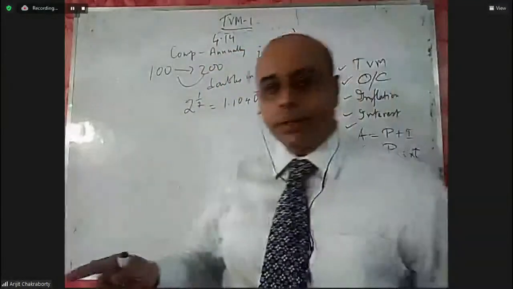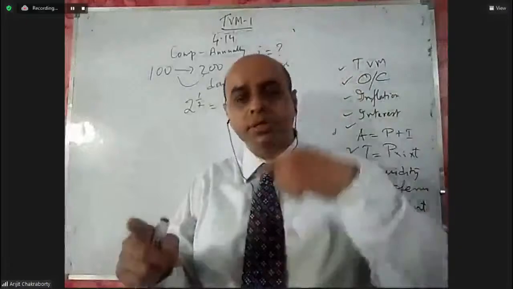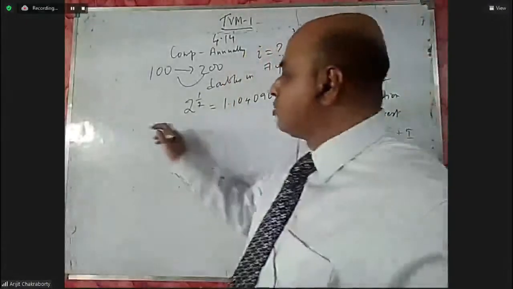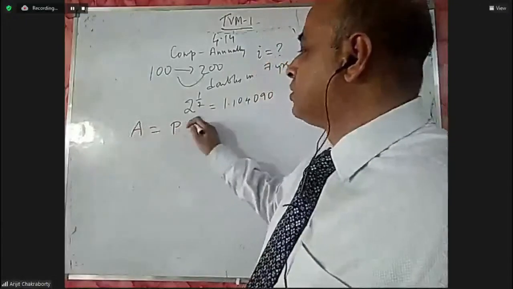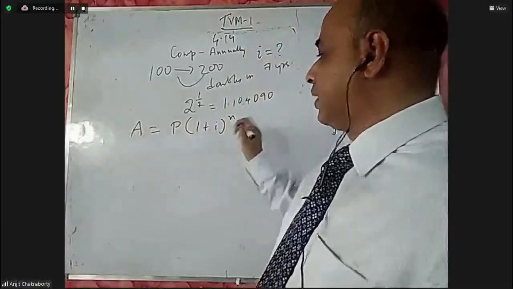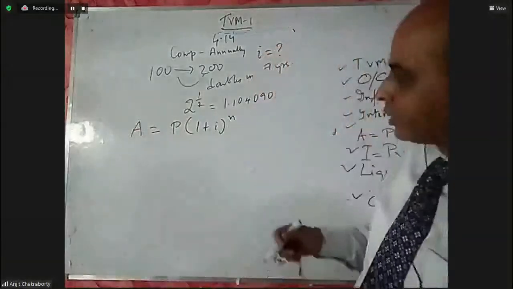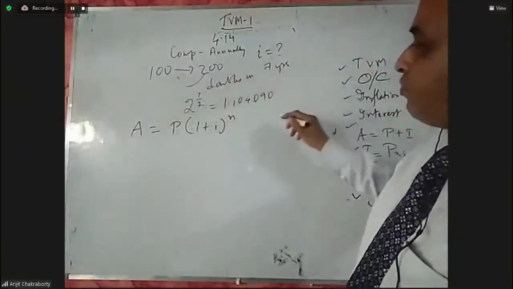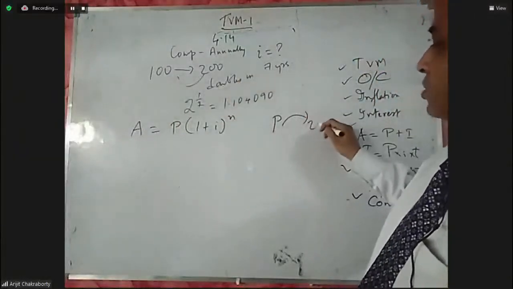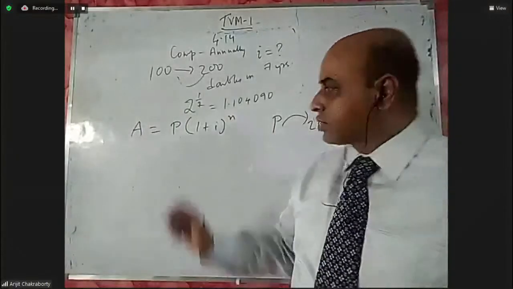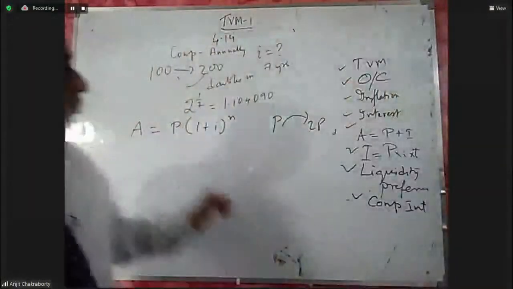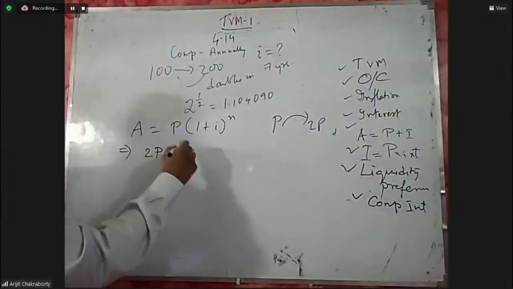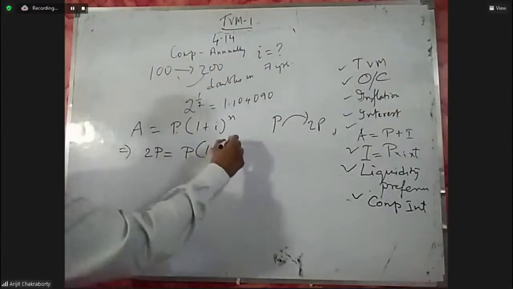So that means the principal P becomes 2P, double of P. Now, what I will write is, we know that the amount is equal to principal into 1 plus i to the power n. But now the amount becomes double, so it becomes 2P. So instead of writing amount A, now I will write 2P is equal to P into 1 plus i to the power n.